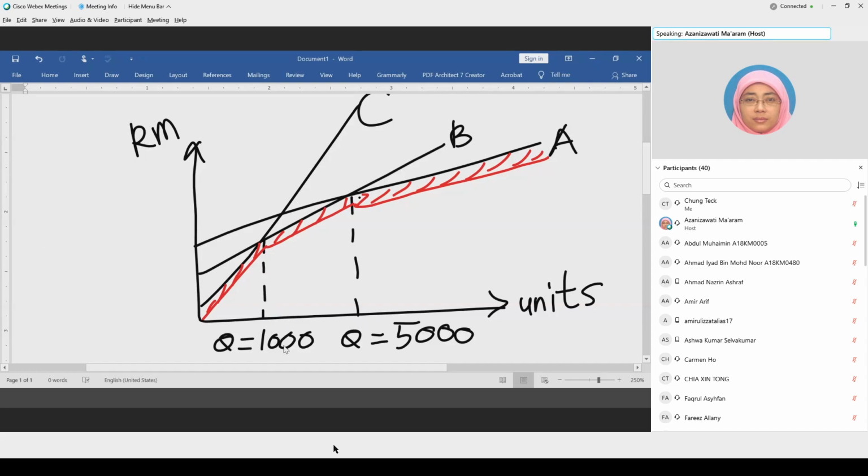Okay, if let's say sharp at 1000, so you can either choose process C or process B. So there is transaction between, is a cross line between C and B. Kat point ni. Kalau kat point ni pula, if exactly 5000, so you can choose either process B or process A. So cost dia sama. Faham doktor.